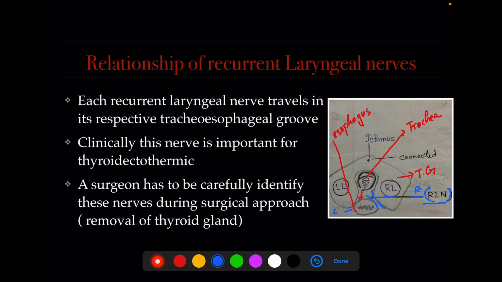This nerve is clinically important. During thyroidectomy, a surgeon has to carefully identify these nerves and preserve them so they are not injured during the removal of the thyroid gland. Just note this point: clinically it is important and the surgeon has to be very careful to identify these nerves for the removal of the thyroid gland, or for something like a tumor or cancer.